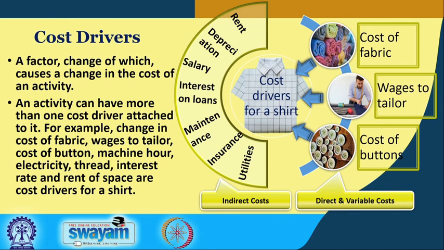At the same time, rent cannot be identified on the product, meaning you cannot see rent on the shirt. So, that is why it is an indirect cost. Whereas you can see the button, you can see the fabric, you can see the thread, you can see labor also, because fabric has been converted into a shirt, whereas you do not see depreciation on the shirt. So, depreciation is an indirect cost, and at the same time it is a fixed cost. Of course, depreciation can be a direct cost as well. We will not go into that discussion.